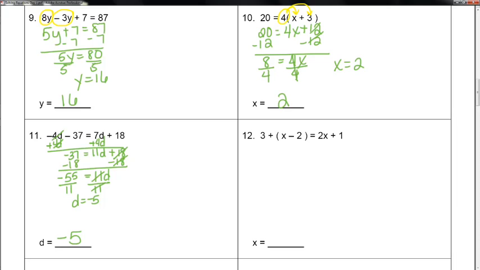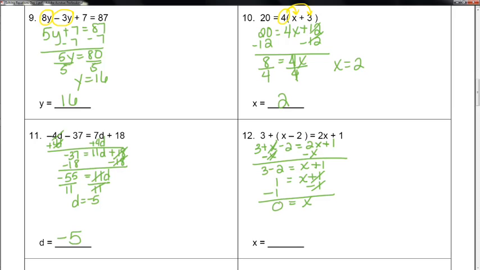I can drop my parentheses since I have no number located right here. 3 plus x minus 2 is equal to 2x plus 1. I'm going to subtract x from both sides. That's left with 3 minus 2 is equal to x plus 1. 3 minus 2 is equal to 1. I'm going to subtract 1 from both sides. X is equal to 0.